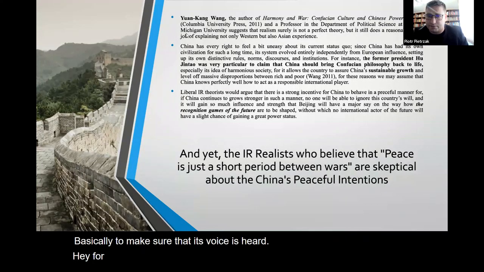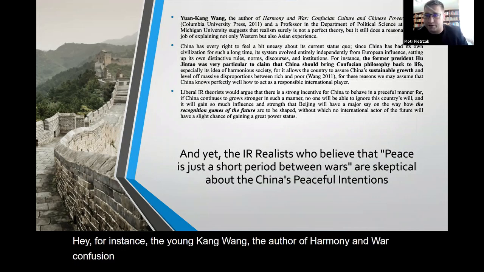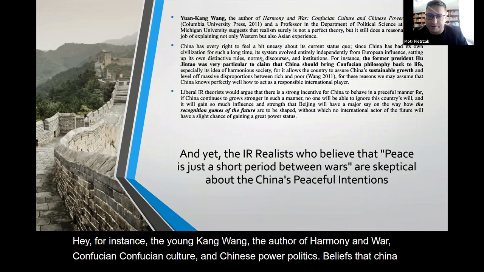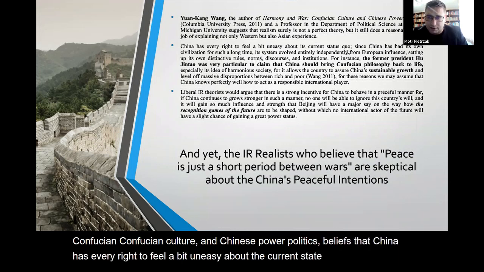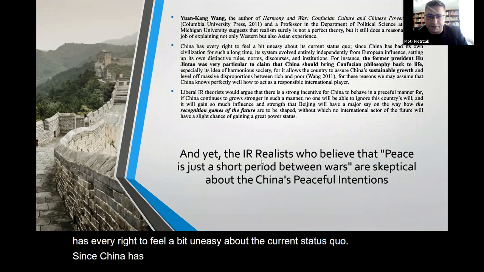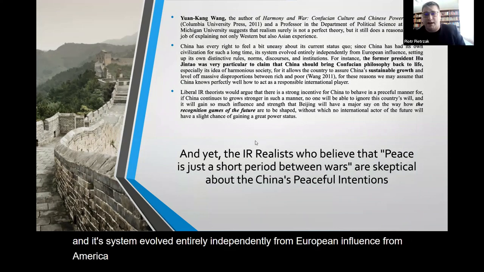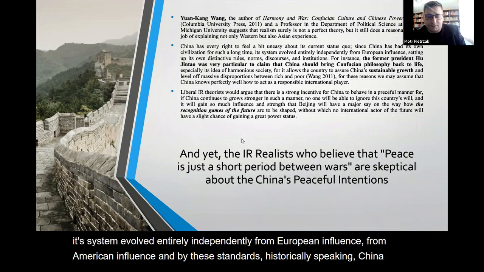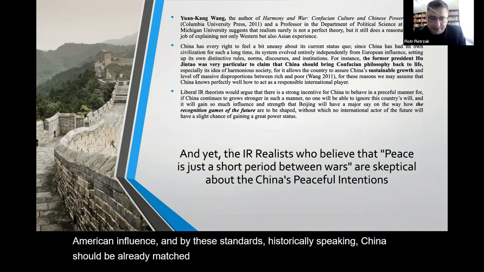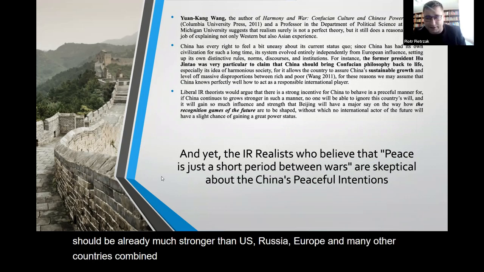For instance, Yan Kang Wang, the author of Harmony and War: Confucian Culture and Chinese Power Politics, believes that China has every right to feel a bit uneasy about the current status quo, since China has had its own civilization for such a long time, for centuries. Its system evolved entirely independently from European influence, from American influence, and by these standards, historically speaking, China should be already much stronger than the US, Russia, Europe, and many other countries combined, as a matter of fact.